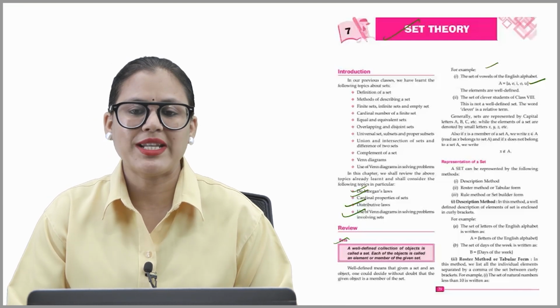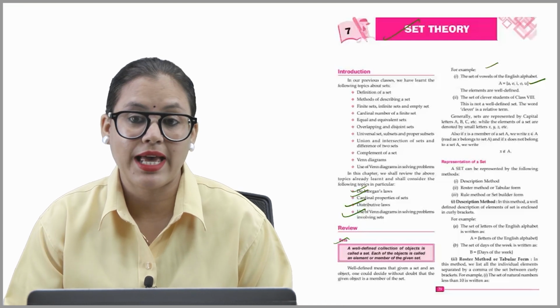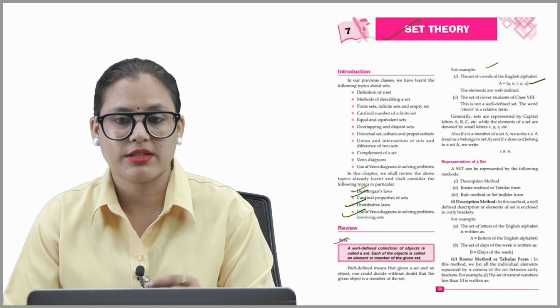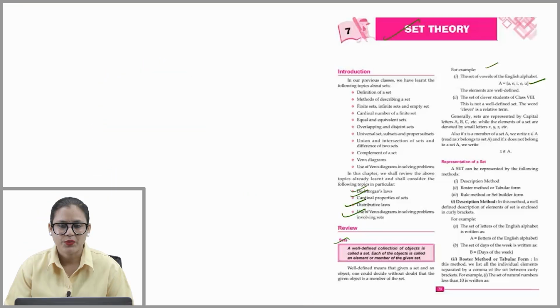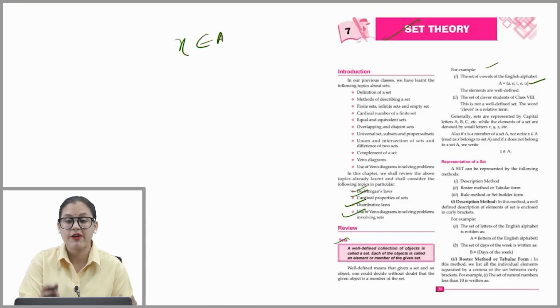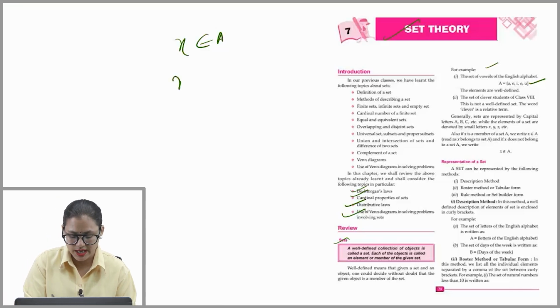Generally, sets are represented by capital letters like A, B, C, etc., while the elements of a set are denoted by small letters like x, y, z, etc. Also, if x is a member of a set A, we write it like this. We read this as x belongs to set A, and if x doesn't belong to set A, we write it like this.